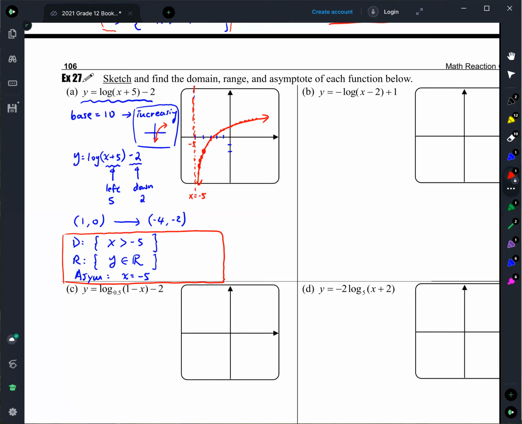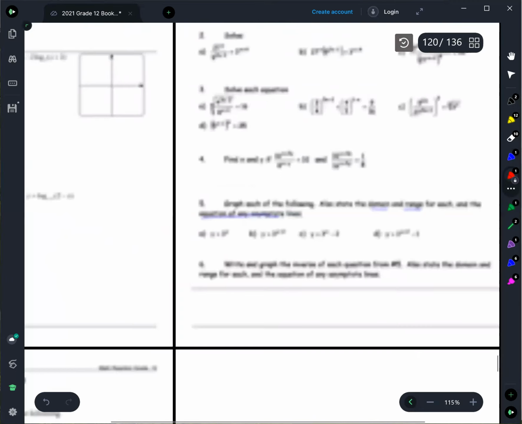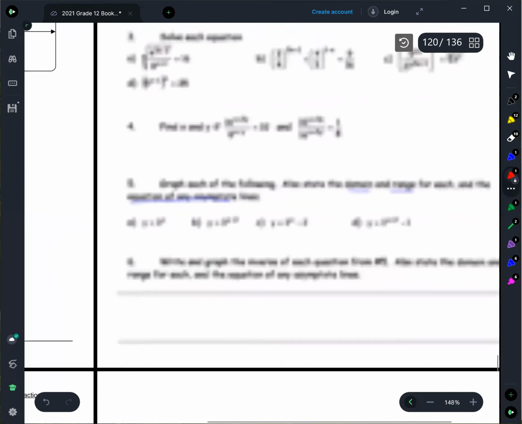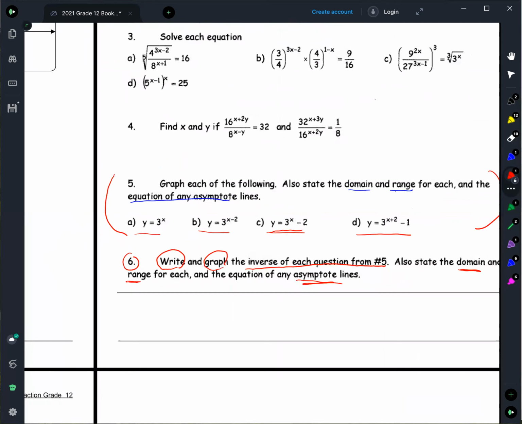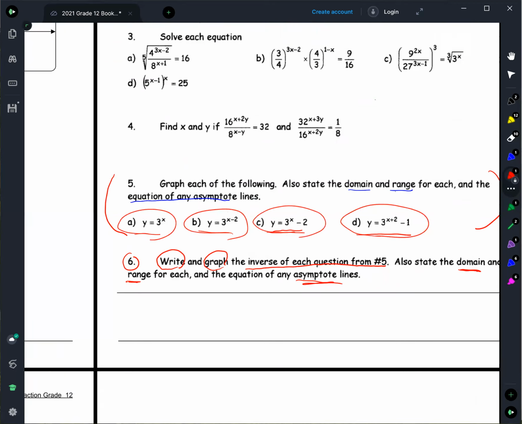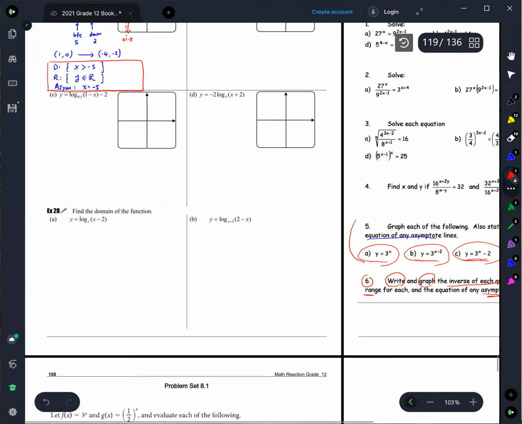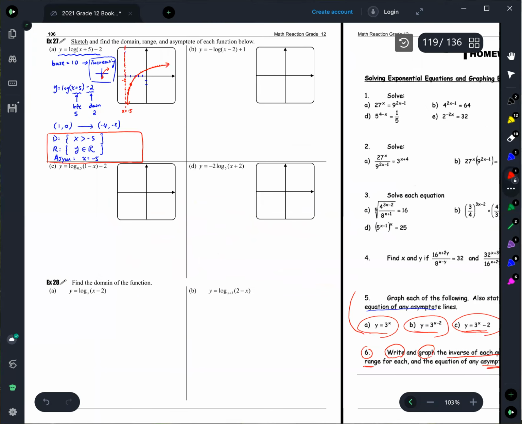All right, so you need to know how to do this, okay, for your homework. So I will be giving you like this, right? You'll have these 4 exponential functions, and then you need to change them into inverse, which will have log, right? And then you graph those log functions. And after that, just state the domain, range, and asymptote equation.